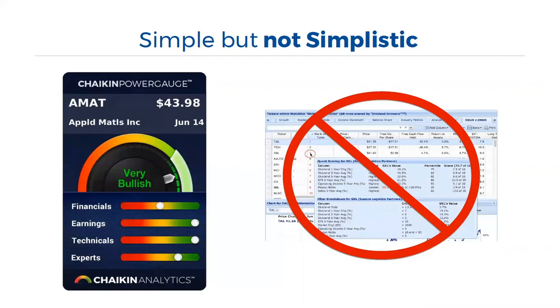What he's done is he's taken all of that financial data, complex data, put it into an algorithm, and that algorithm then comes out with an overall rating, as you can see on the left, which for the case of Applied Materials is very bullish. So it simplifies very quickly the information, but it's not simplistic by any stretch of the imagination.